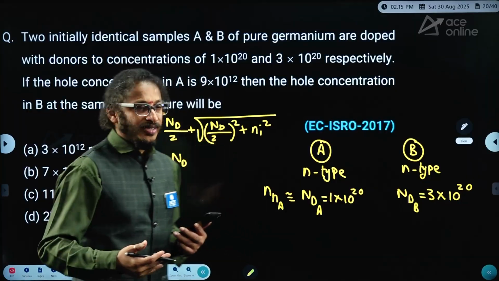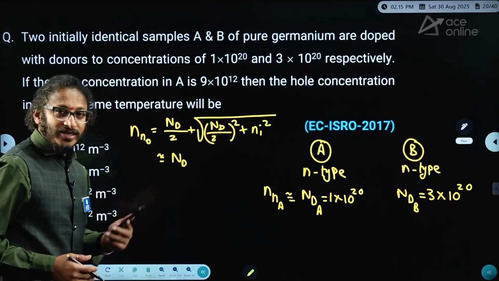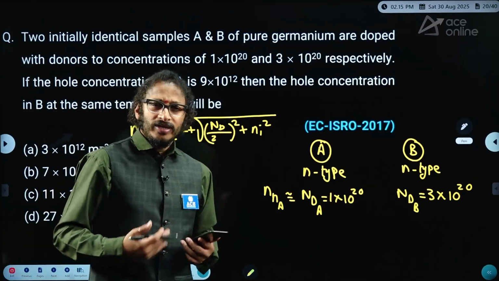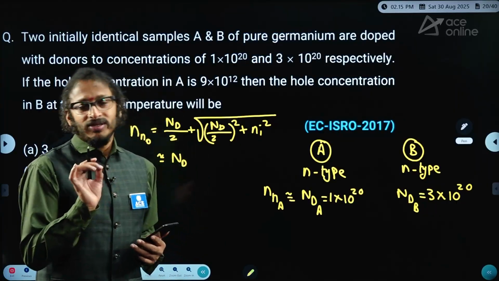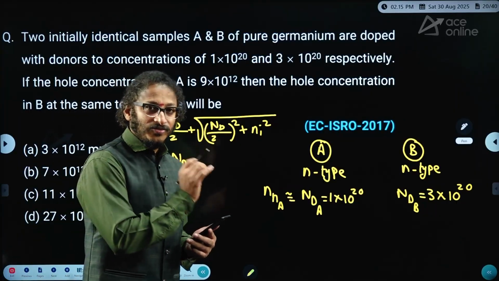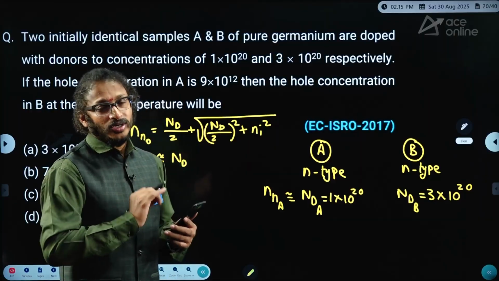100% ionization I can take. So Nn naught is almost equal to Nd. Every time while doing numericals, try to recollect it, then you don't make mistakes. Even minute things are very important in competitive exams like ISRO, DRDO, whatnot.